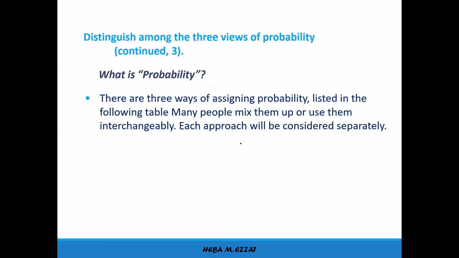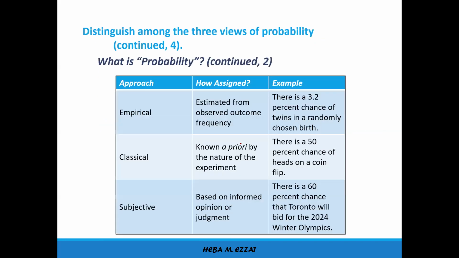Now again, we said the probability is the measure of the likelihood of some outcome or some event. We have 3 types of probability. Either it's empirical. In empirical probability, I observe the outcome of the experiment.